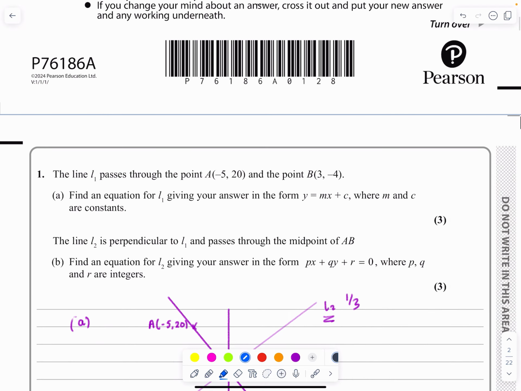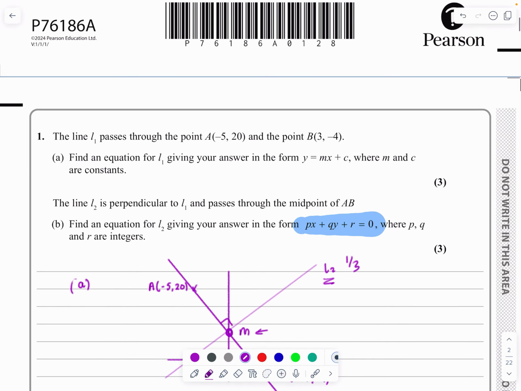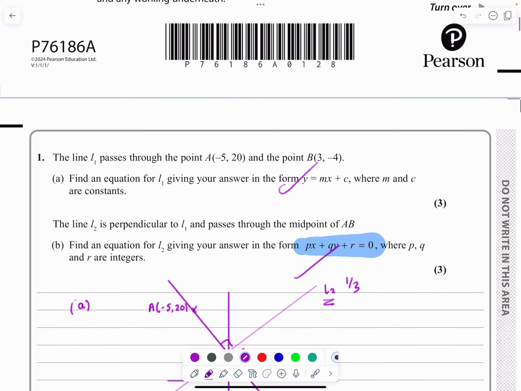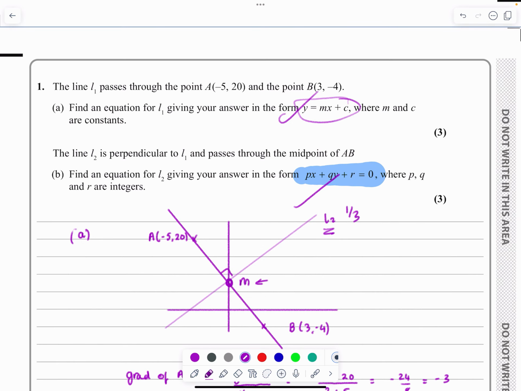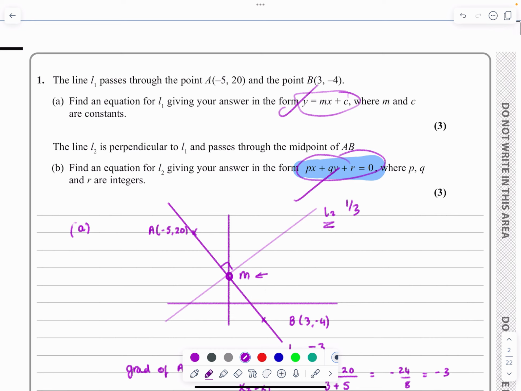I always have these as an x being positive, so I'm going to take everything over to this side of the equation. I'm going to get x minus 3y, 1 plus 24, so 25, is equal to 0. And now I've managed to do part A and part B, both of them in the right form. Hopefully I've got all my 6 marks there, and more importantly, I hope that makes sense to everybody.